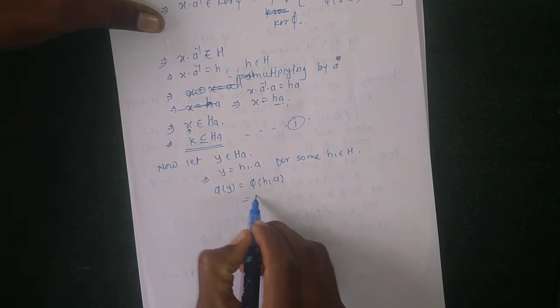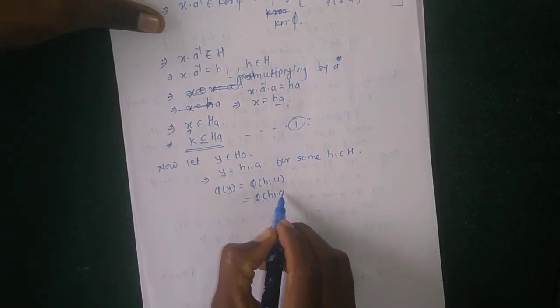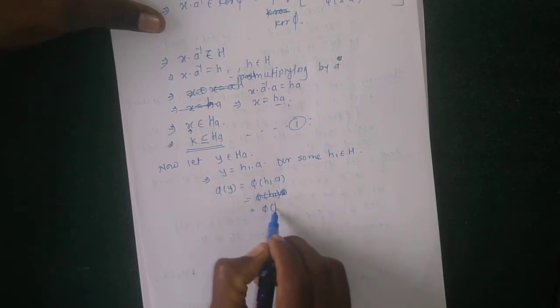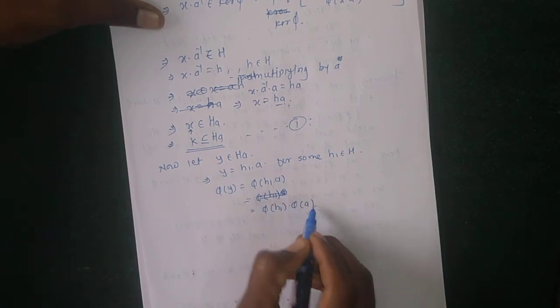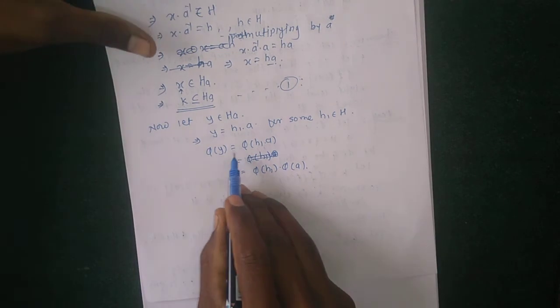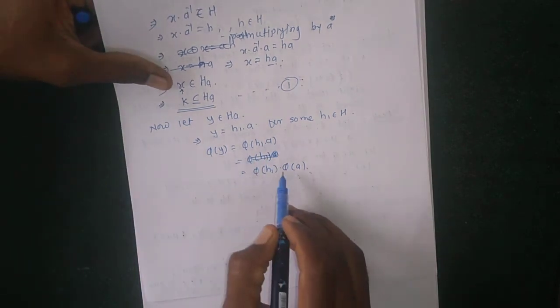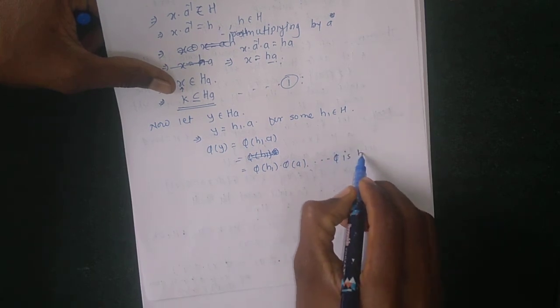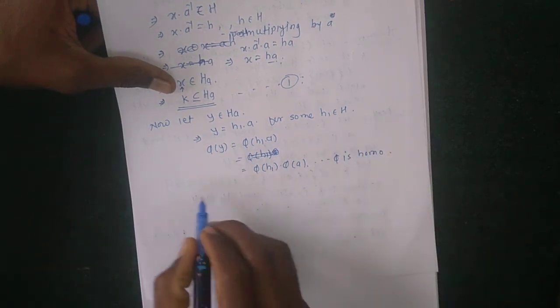Okay, and when the function phi is applied on that element, we get phi of H1 A. But phi is a homomorphism, which can be written in the form phi of H1 into phi of A. Okay, phi of y equal to phi of H1 A equal to phi of H1 into phi of A, where phi is a homomorphism.